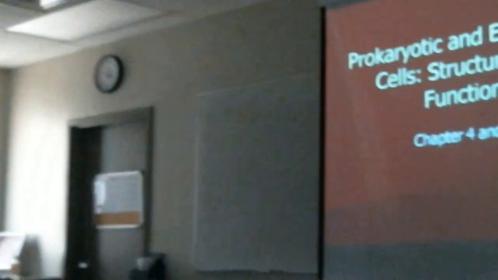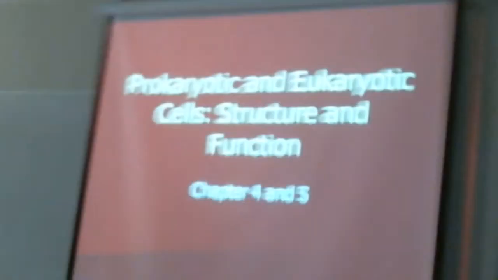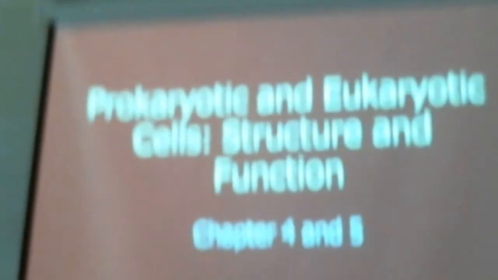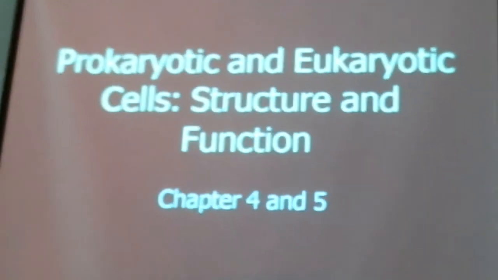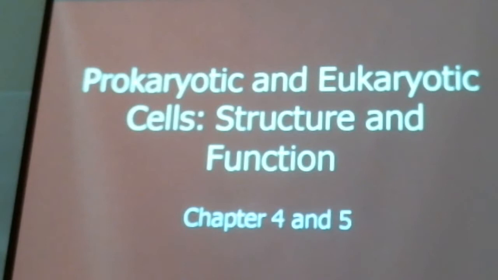So keep in mind, remember how in chapter 1 we talked about things that were prokaryotic and eukaryotic. Everything in chapter 4 is prokaryotic. Everything in chapter 5 is eukaryotic. And when we get to chapter 6, everything in that chapter is acellular. So that's kind of the scheme of it here.